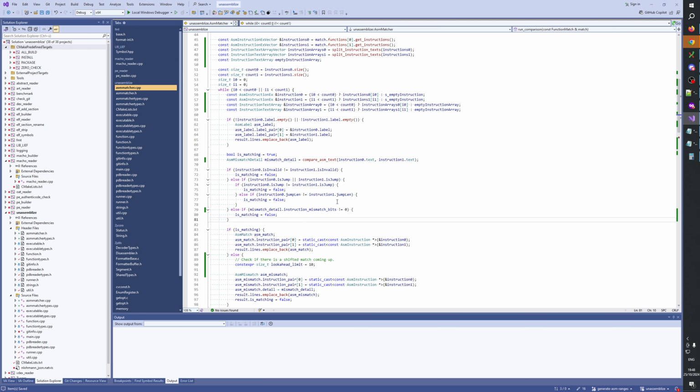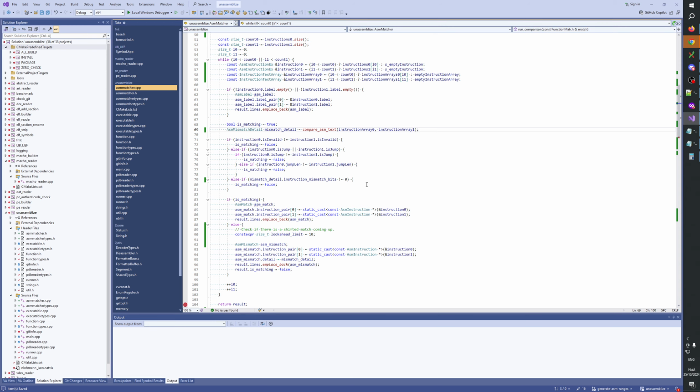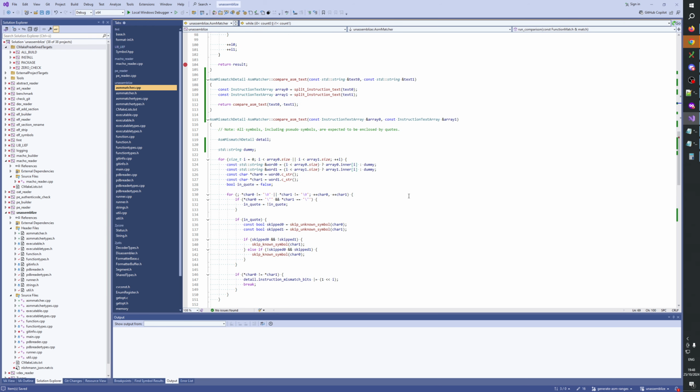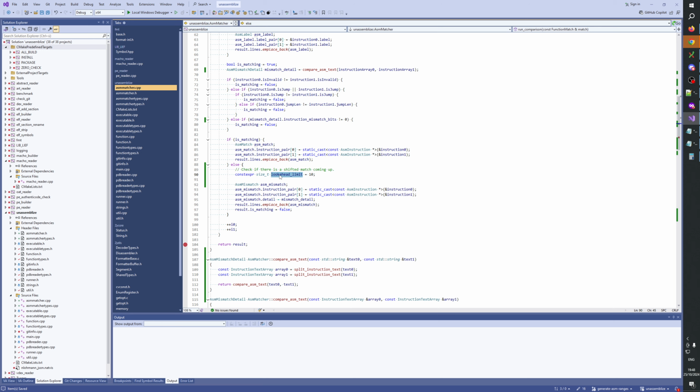Okay, and here instead of instruction text, we now pass instruction array 0 and instruction array 1. Okay, so we got that covered. So that optimizes the code for what we want to do with our look ahead now. Okay, so we got that already settled. That's good.